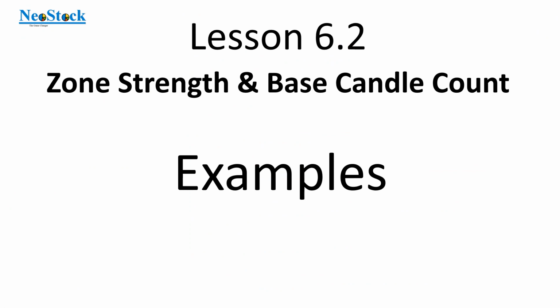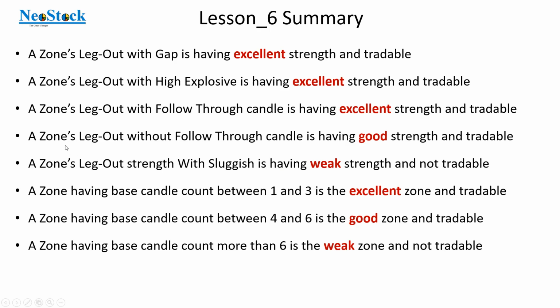So before we get into the examples, let me quickly summarize what you already learned in lesson 6.2. So you learned a zone's leg out with gap is having excellent strength and it is a tradable zone. Then you learned a zone's leg out with high explosive leg out candle is having again excellent strength and such kind of zone is a tradable zone. Next point you learned, a zone's leg out with follow through candle is also having excellent strength and it is a tradable zone.